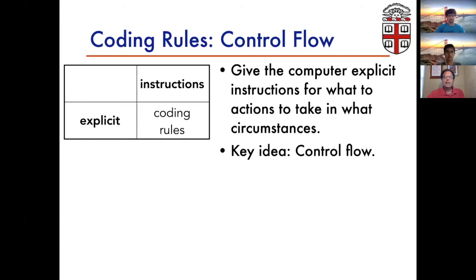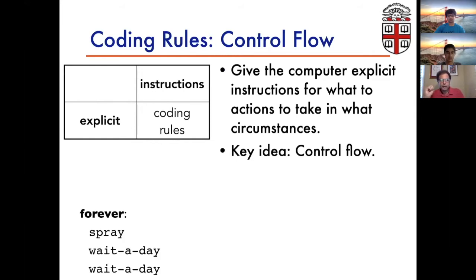So it's going to connect the sensing and the acting. It's going to create the cognition between them by controlling which actions are being taken when. So here's a really simple program. It goes like this. We have a control statement that says forever, in other words, repeat these instructions over and over again: spray, wait a day, and then go back and do it all over again.